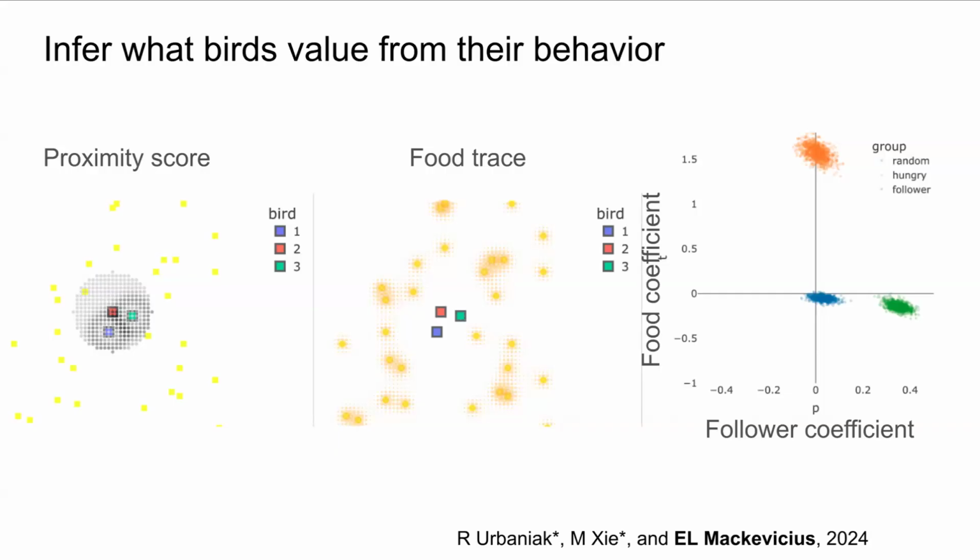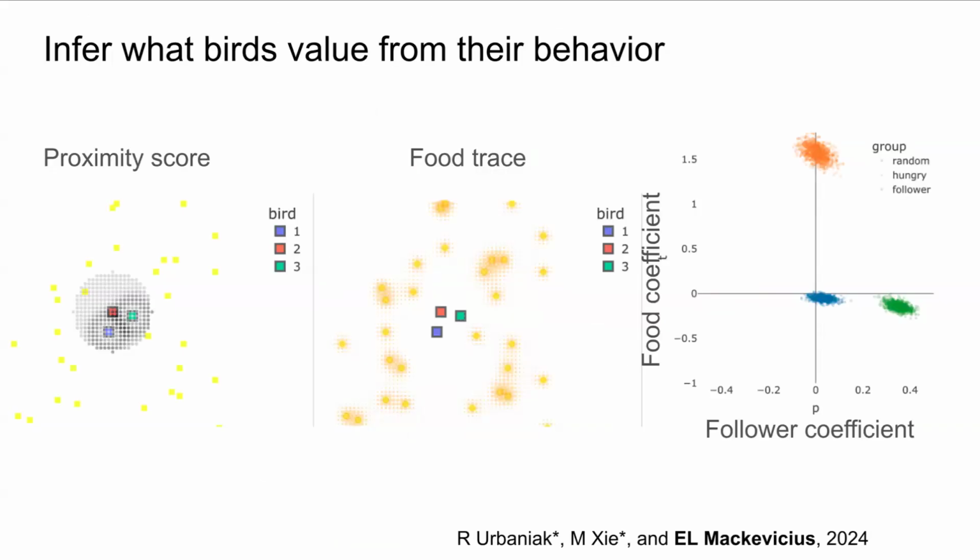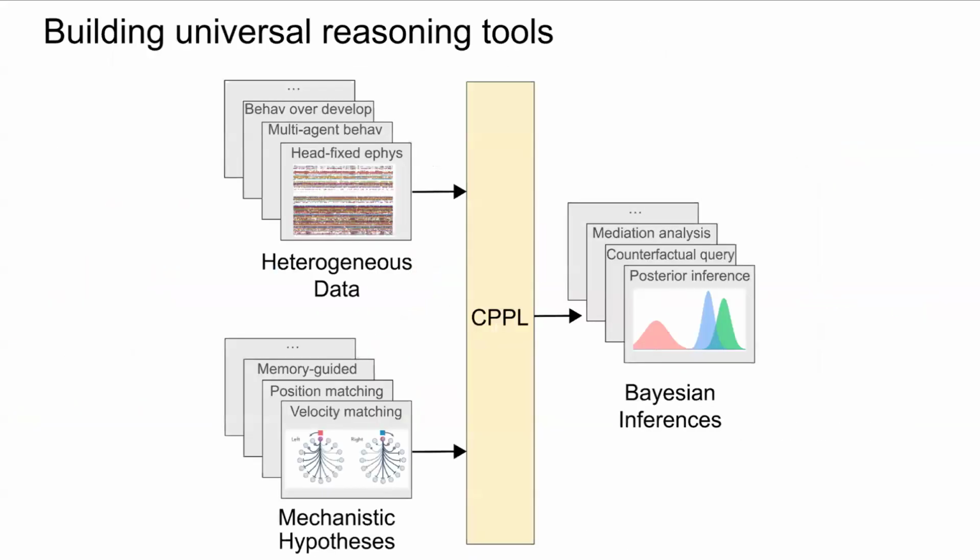And we fit coefficients to these different models and found that the posterior predicted distribution of the coefficients for the random birds was near 0, but for the hungry birds, there was a higher food coefficient, and for the follower birds, there was a higher following coefficient. So we're able to use this type of model to profile different types of strategies that animals might have.